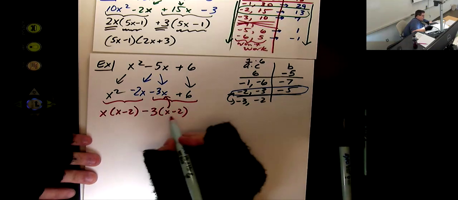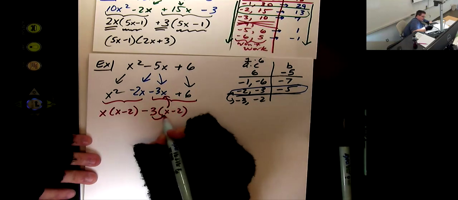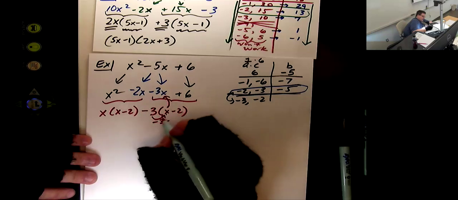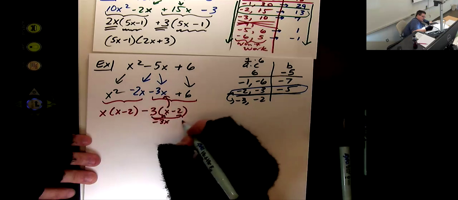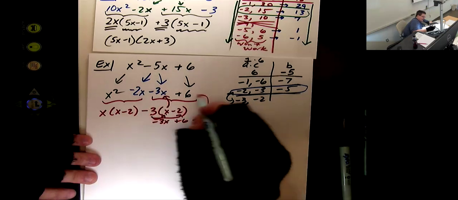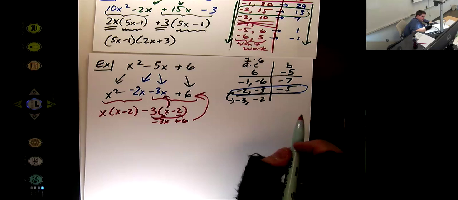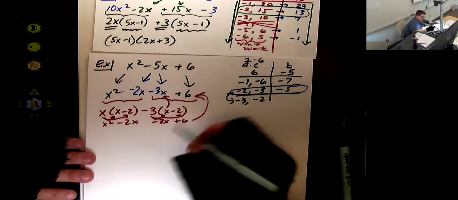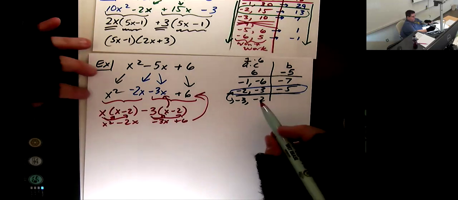Since I kind of cheated, and I just said the next thing had to be x minus 2, I'm gonna verify that I still get the right thing. -3 times x is -3x. -3 times -2 is +6. And that is what's there. And these two are x squared and -2x. So that was a good factor.